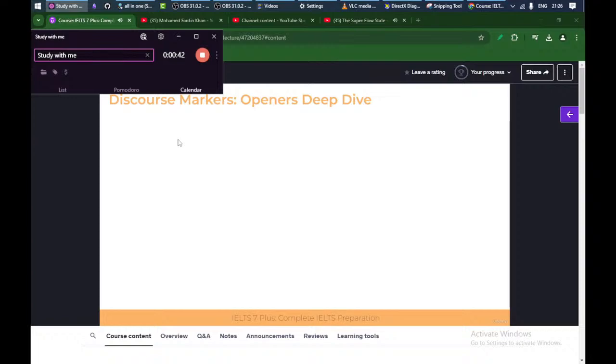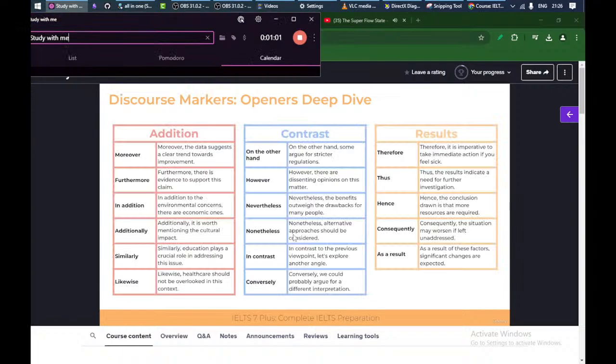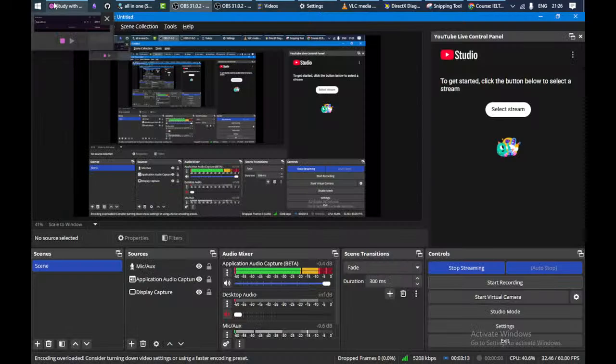Up first we have addition, contrast, and results. So these are 3 groups for different kinds of discourse markers that we can use in our task 2 writing. Addition, of course, for giving extra information. Contrast, to show a difference in opinion or possibly ideas. And results, to see basically the results of something. It kind of explains itself. And of course we have our focus.